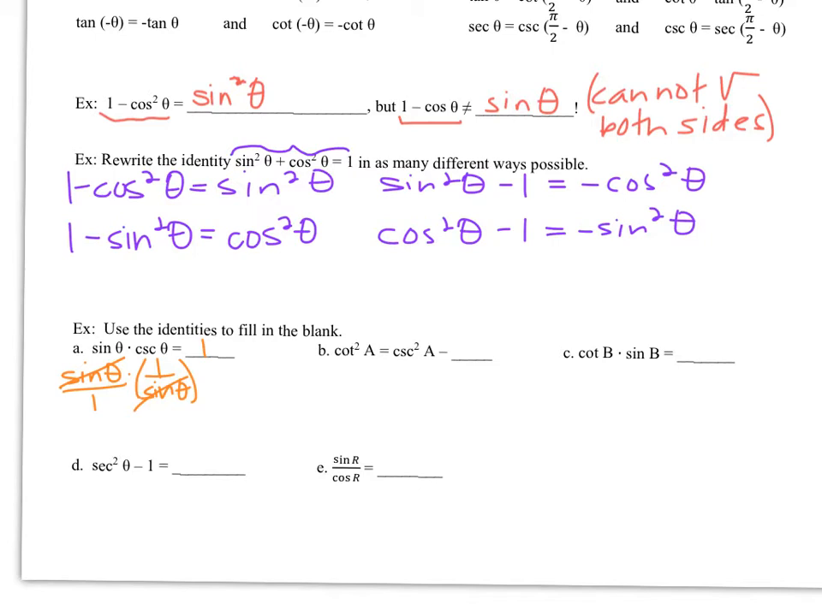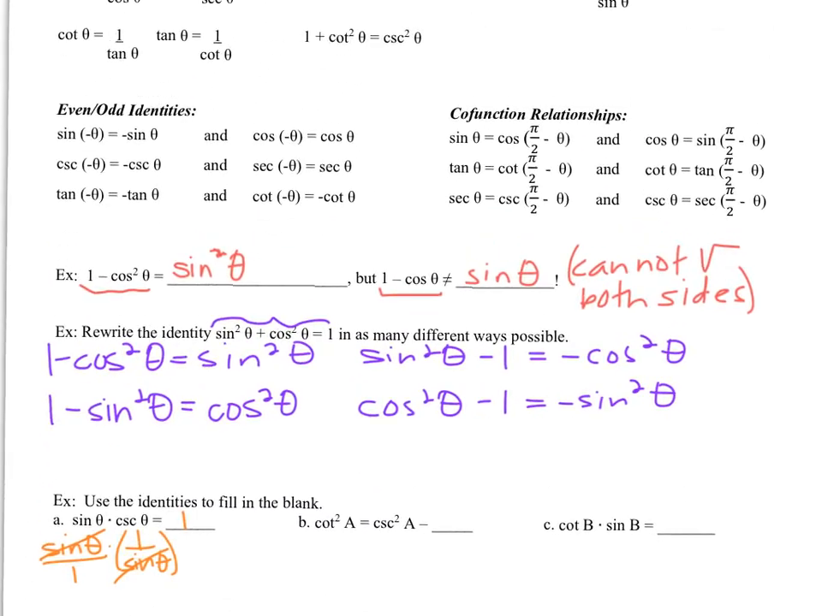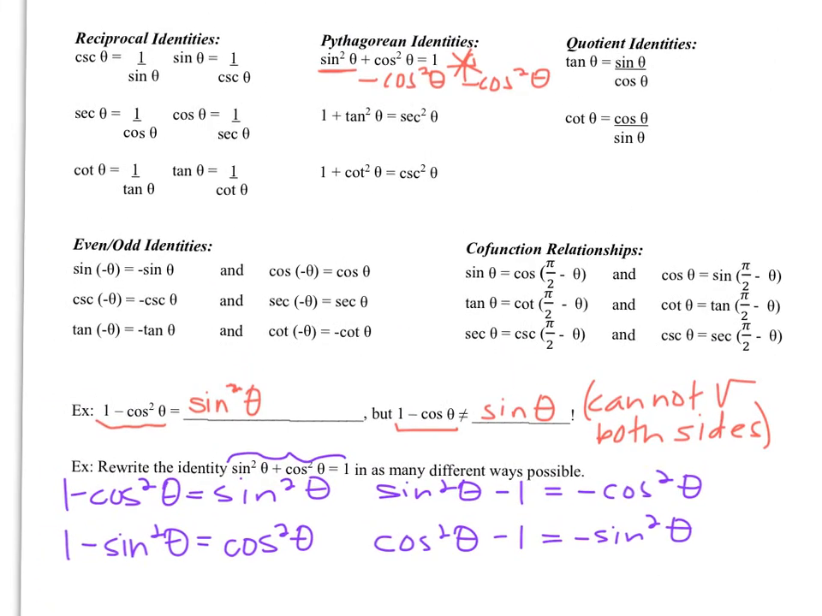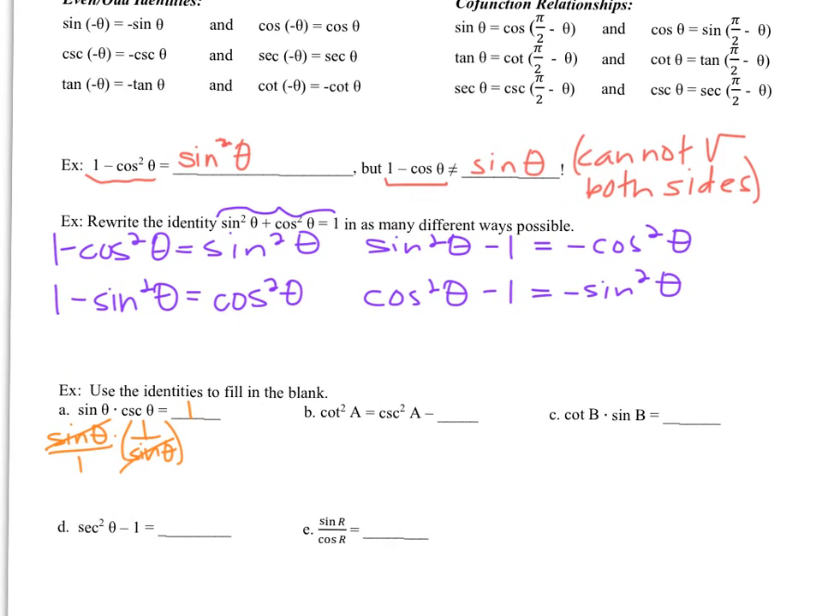The next one, cotangent squared equals. So I see a cotangent squared up above under the Pythagorean identities. It says cotangent squared A equals cosecant squared A minus something. Well, if we look back up at those definitions, it looks like they took the 1 right here and they just moved it over to get cotangent by itself. That would mean down below, to fill in the blank, we would say it's cosecant squared A minus 1. We just took that Pythagorean relationship and manipulated it just a little bit.